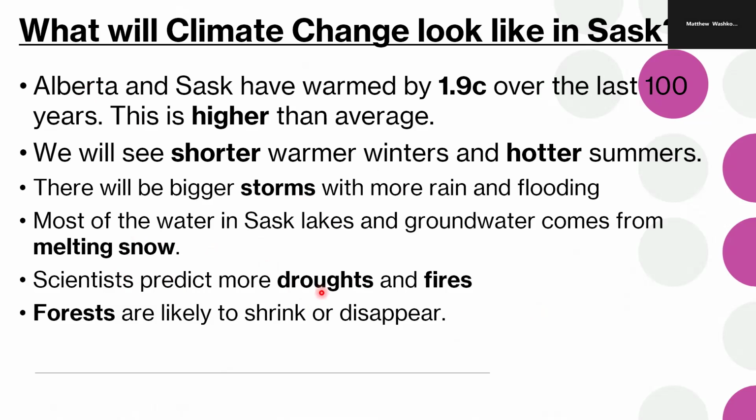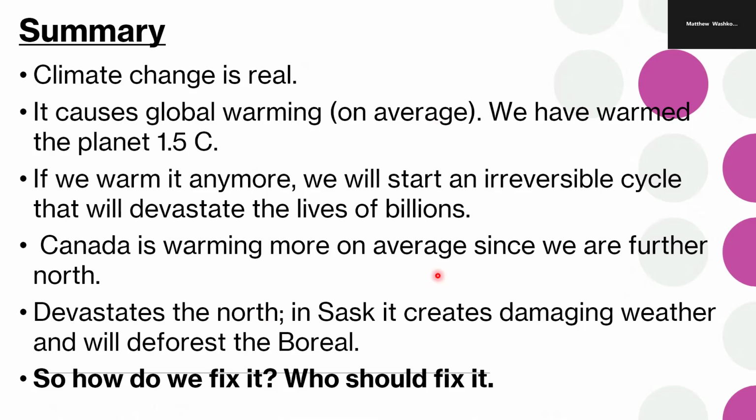We're going to see more droughts. We're going to see more fire, and we're going to see forests decline, which is half of Saskatchewan. So generally speaking, here's a summary. We'll keep going here in a little bit, but climate change is real. It does cause global warming. And if we warm it any more, we've essentially started that snowball effect, right?